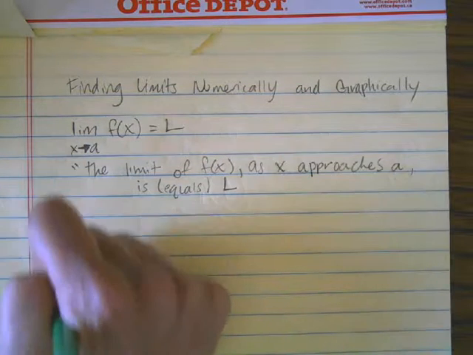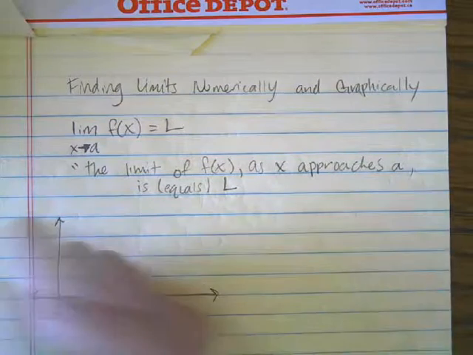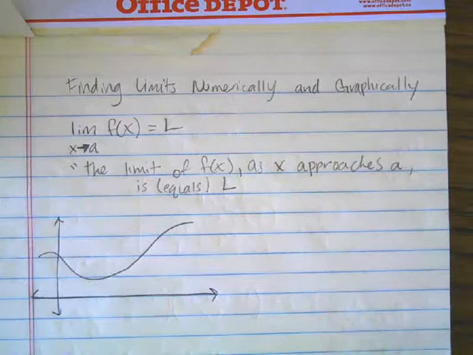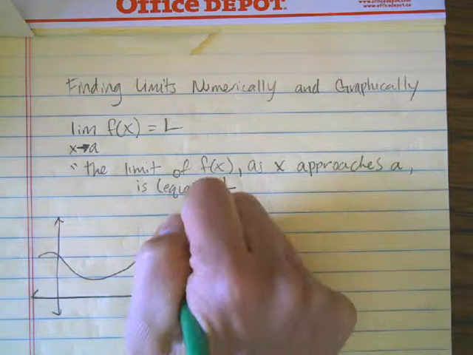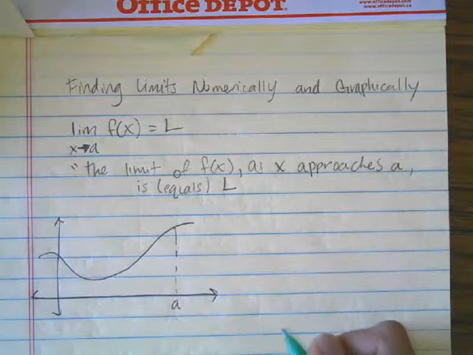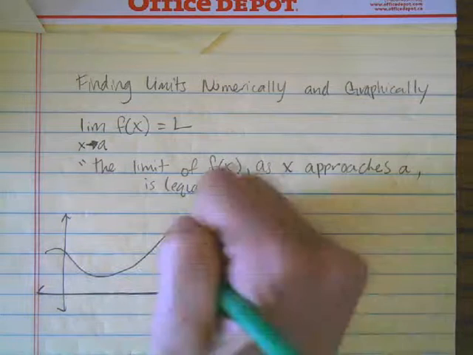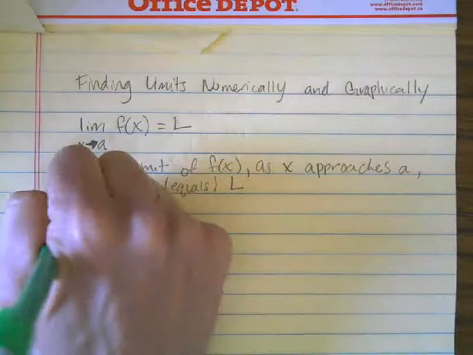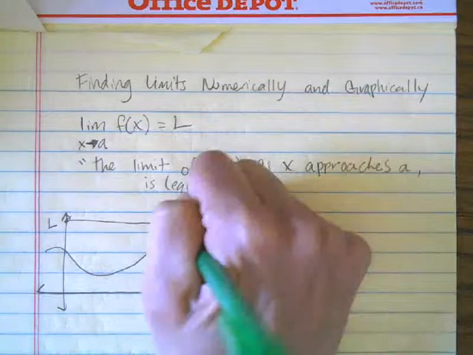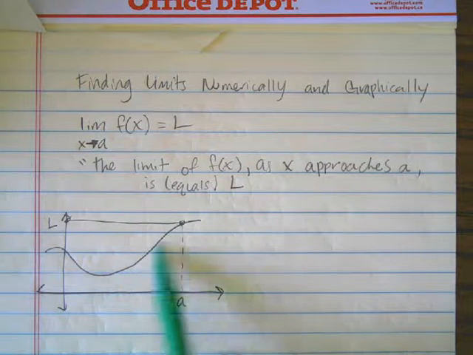Graphically, the reason why I say where we're going to is because let's say you have a graph like this, okay? Let's say that this here is A, so we're saying as x approaches A. The limit here is the y value L, because this is a continuous graph. By continuous, we mean that it goes on and on and on forever.